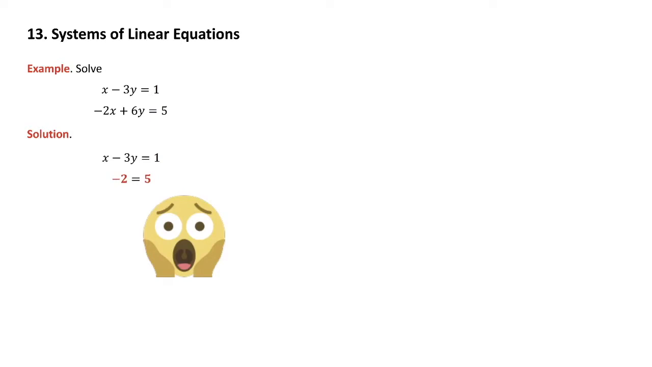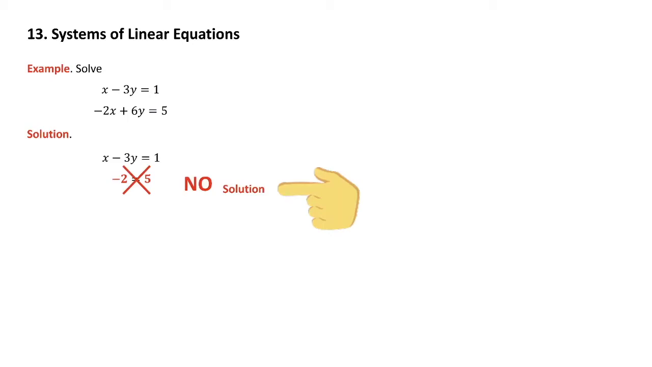Look what happened here. Minus 2 equals 5? Yeah, you should be horrified. That's an algebra state. No. What happened? Well, it's not true. It means there's no solution.